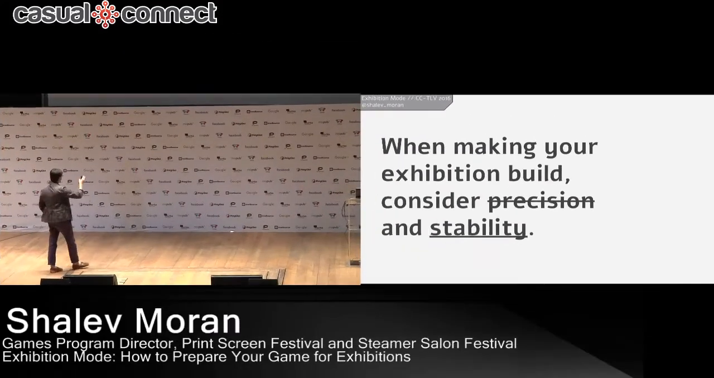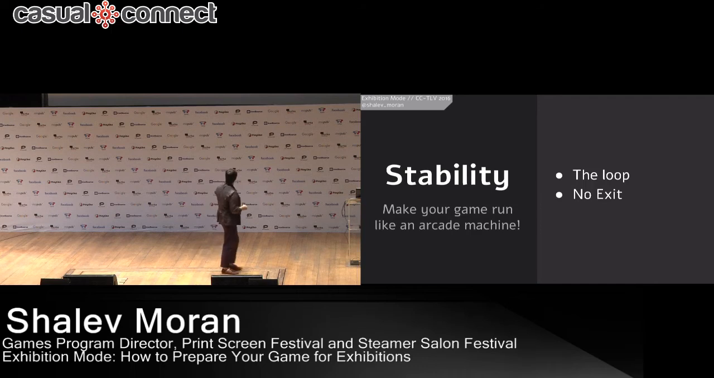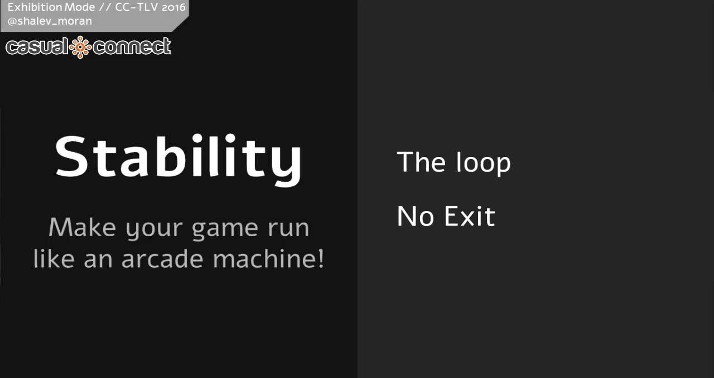So we covered precision, and now we're going to cover stability. When I'm talking about stability, I'm talking about how to make your game work sort of as an arcade machine. The name of this talk, exhibition mode, of course alludes to attract mode from the arcade game days of yore. So your game should be working like games work in public spaces, like in the arcade.